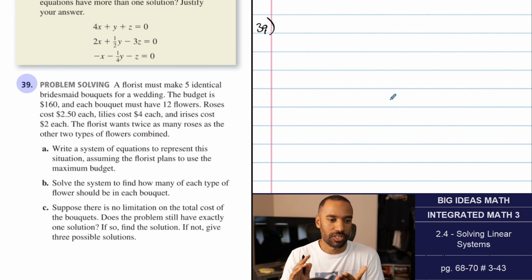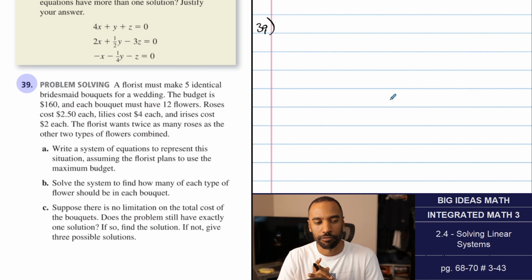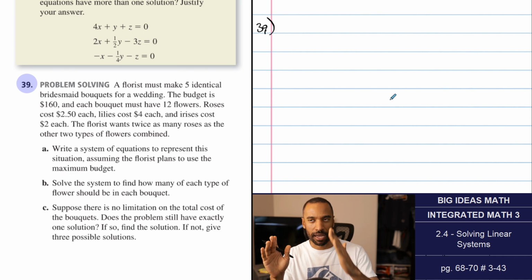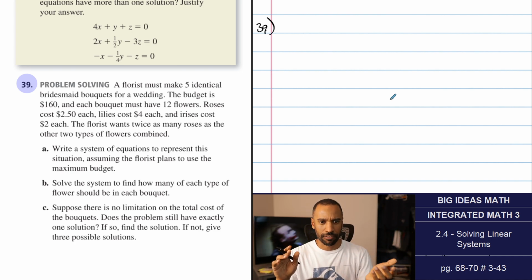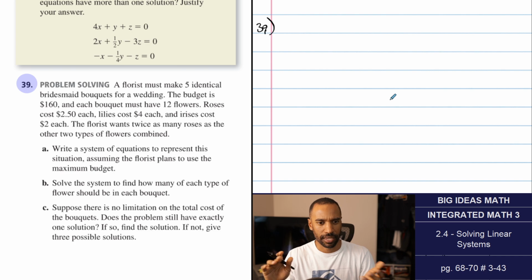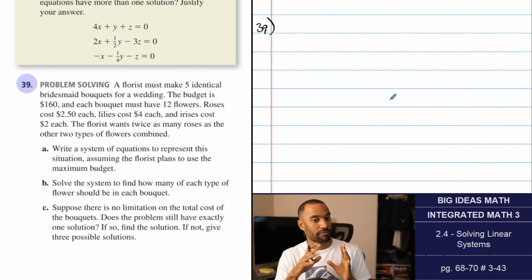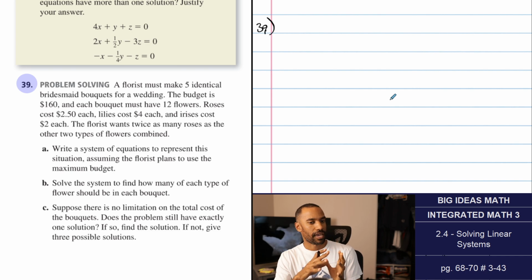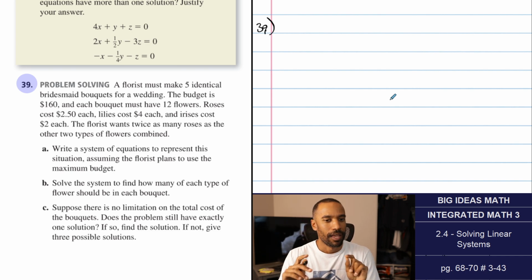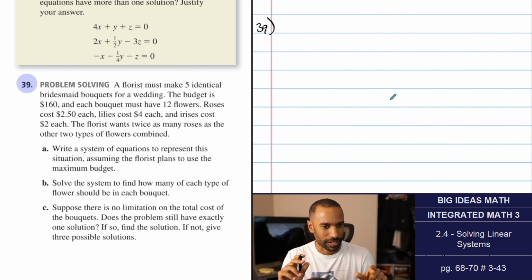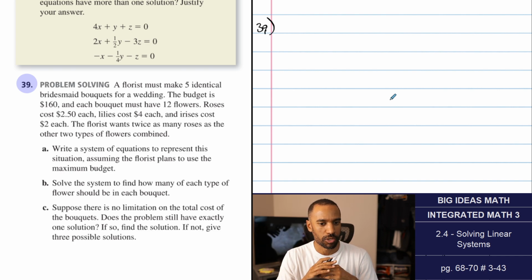The budget is $160 and each bouquet must have 12 flowers. So when you combine all the flowers, I'm guessing there are 3 different sets of flowers, but when you combine all those flowers together, it equals 12. Where does the 5 go in? Bridesmaids bouquets. We'll see. Each bouquet must have 12 flowers. Oh, a bouquet is 12. 5 times 12. We'll see. The budget is 160. There's another combination there. Roses cost $2.50. I thought it said lilies cost $4 each, and irises cost $2 each. The florist wants twice as many roses as the other 2 types of flowers combined.